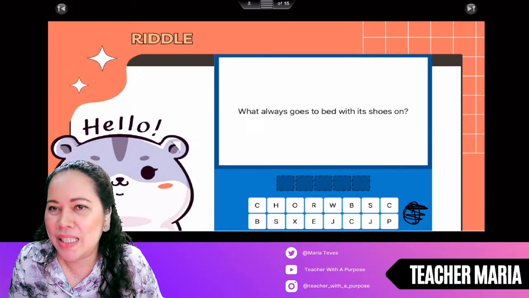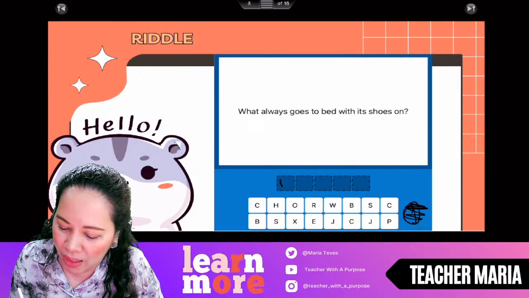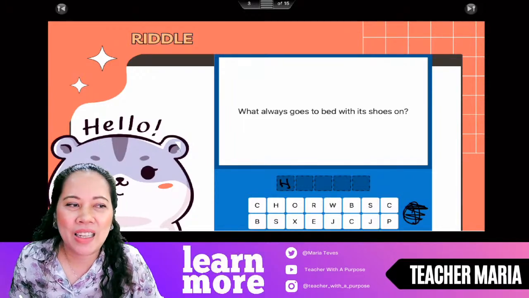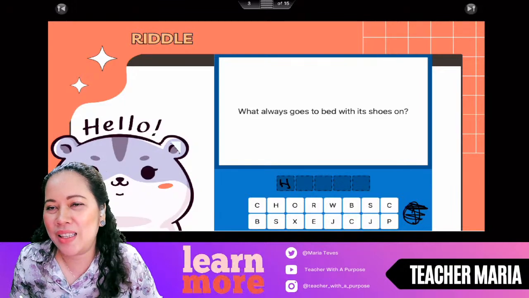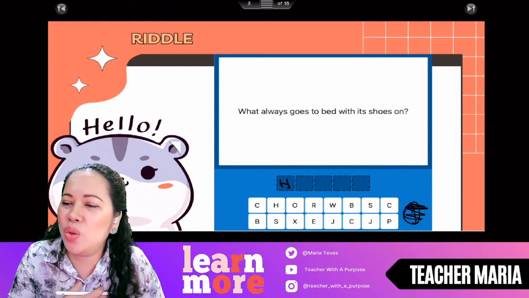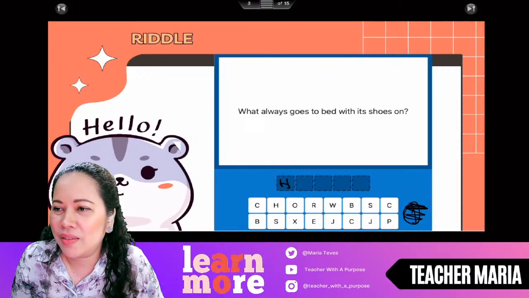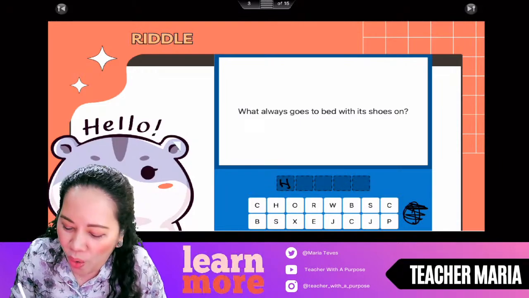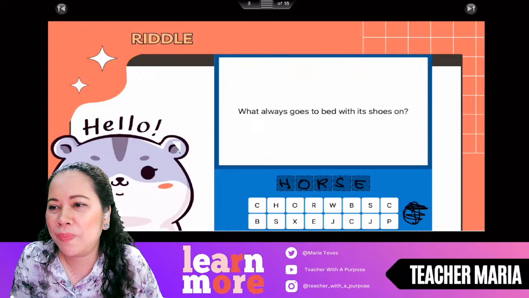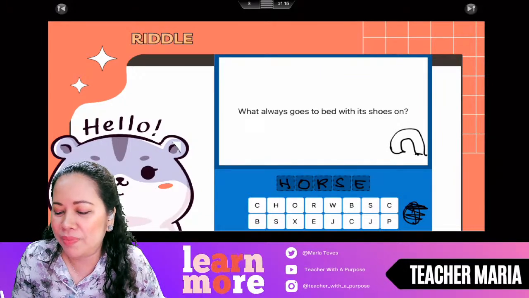What always goes to bed with its shoes? It starts with an H. Come on, you know this. It goes to sleep with its shoes. Horse. Yes, that's right. They always have their horseshoe. The horseshoe, the one that is like this shape.